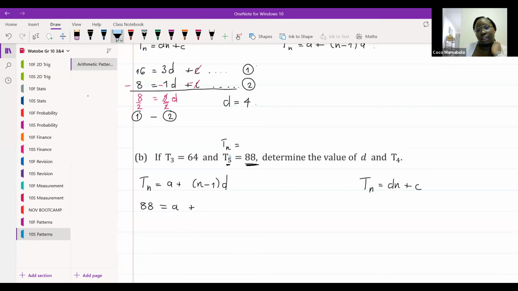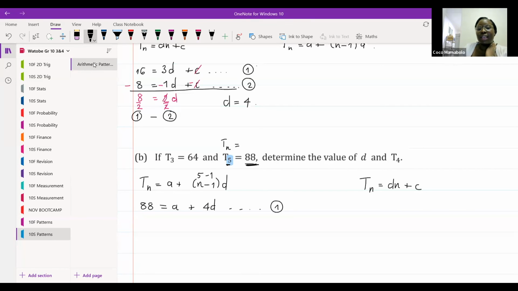Look here, that tiny little number over there. Isn't it? I think 88 is equal to A, open bracket 5, negative 1, close bracket D. Correct. So what if I have 5 minus 1? That is going to give us 4. So I'm just going to write 4D. Are you okay with me there? Yes. Okay, good. That is equation 1.